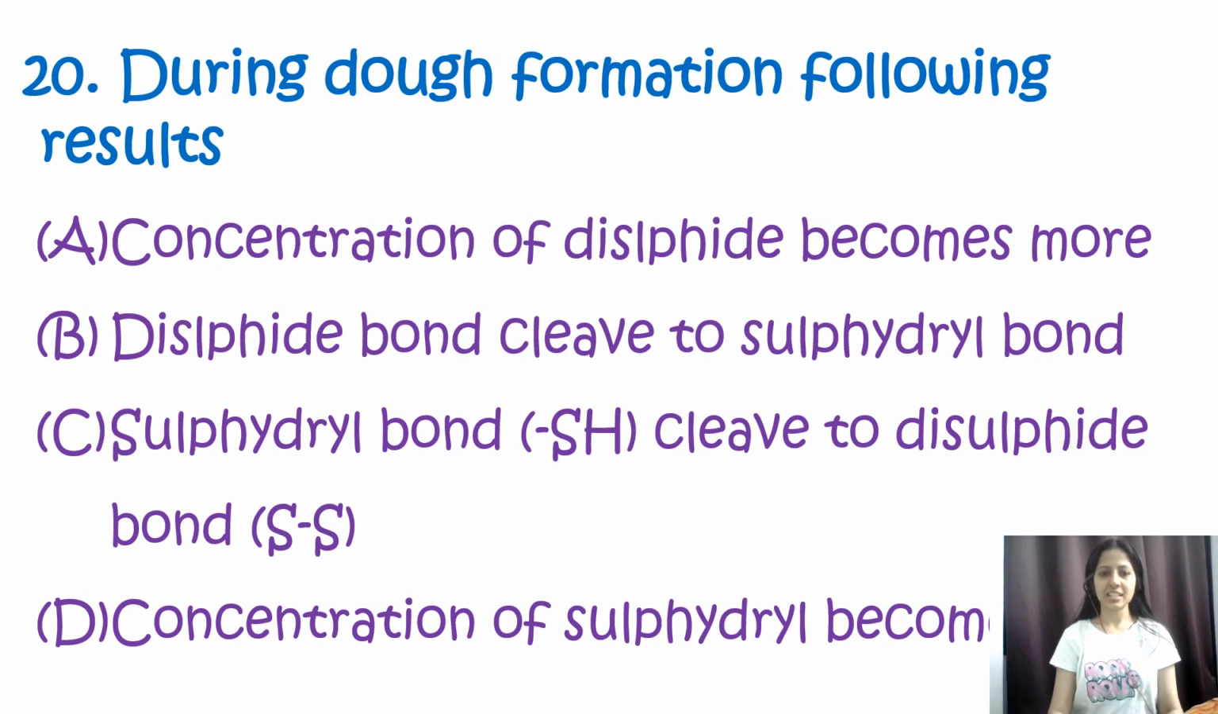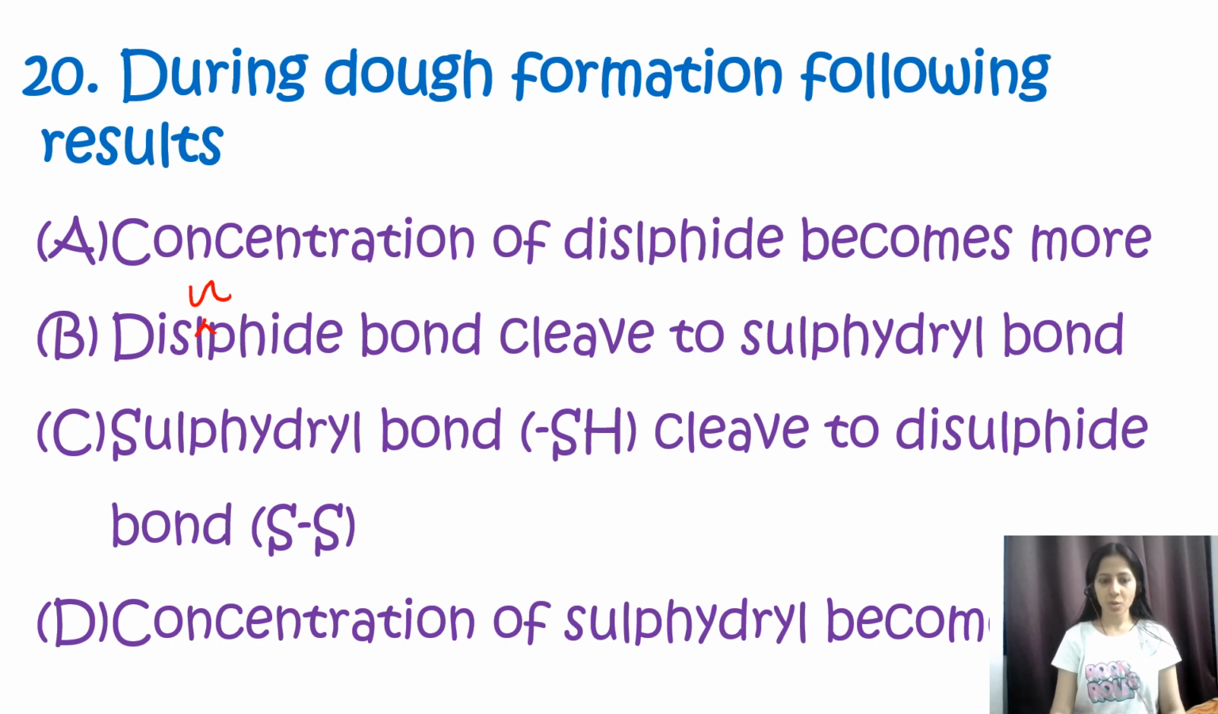Question number 20. During dough formation, the following results. So options are: concentration of disulfide becomes more; option B, that is disulfide bond cleaves to sulfhydryl bond; sulfhydryl bond cleaves to disulfide bond; or concentration of sulfhydryl becomes less.